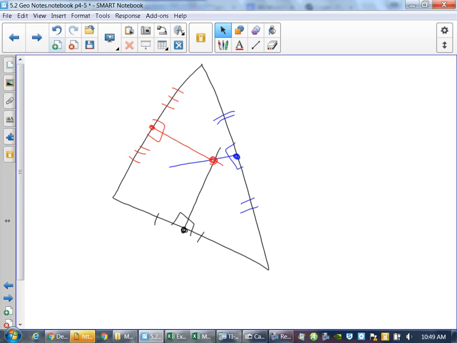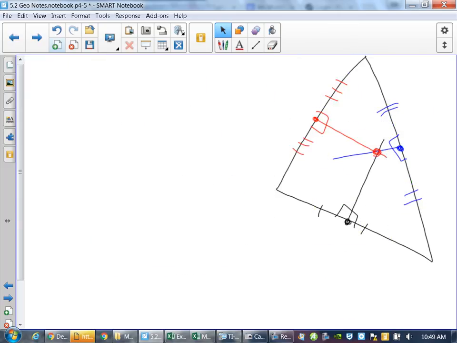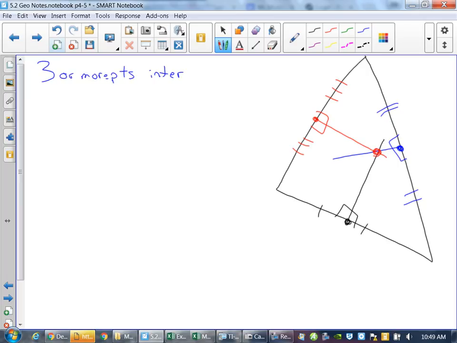Now, when 3 or more segments intersect at one point, it's called a point of concurrency. It's a weird name for 3 or more segments intersecting at one spot. Okay.